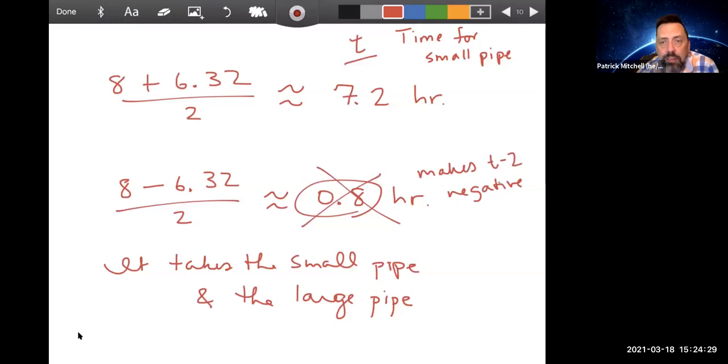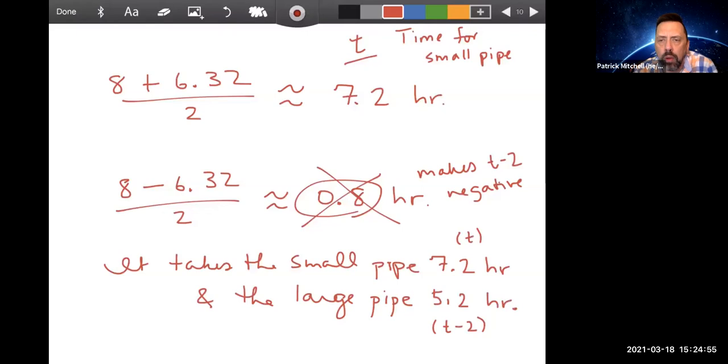Okay, but 7.2 is a perfectly good solution. It takes the small pipe 7.2 hours, because that's t, and it takes the large pipe 2 less than that, which is 5.2 hours. All right, and that's going to do it. Oh, let me double check. That was their question, right?